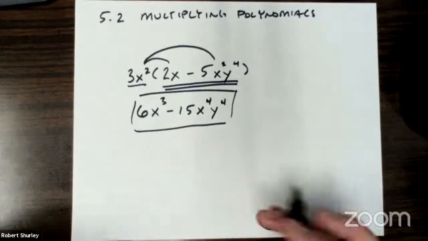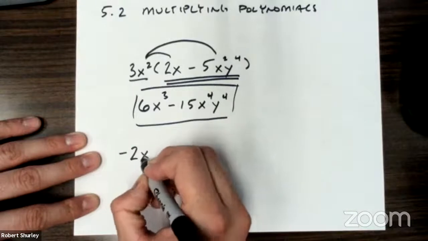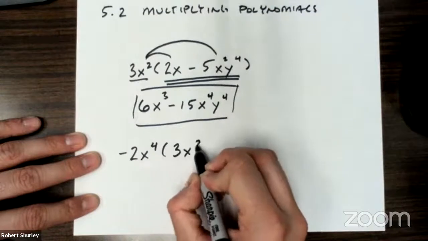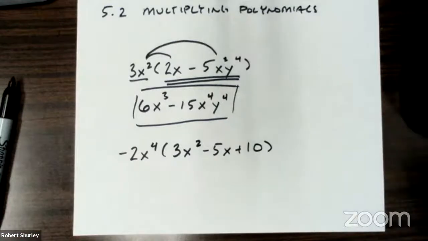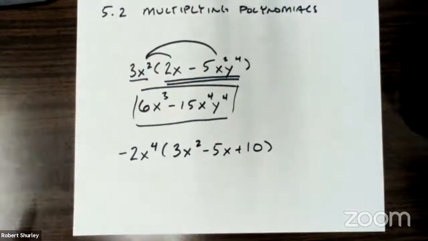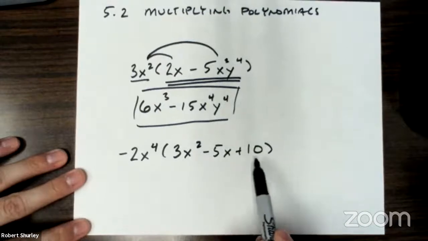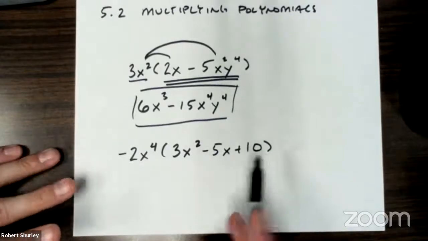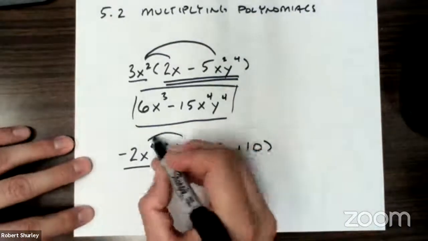So let's look at something that's a little more common that we're going to see throughout this class and the next class. Let's say we had something like negative 2x to the fourth times 3x squared minus 5x plus 10. Something like this. Negative 2x to the fourth times 3x squared minus 5x plus 10. So if I'm going to multiply this one, again, I can't add anything inside this parentheses. I've got an x squared, an x, and a constant. So therefore, these are not like terms. So I'm going to multiply the monomial out here to each one of them.